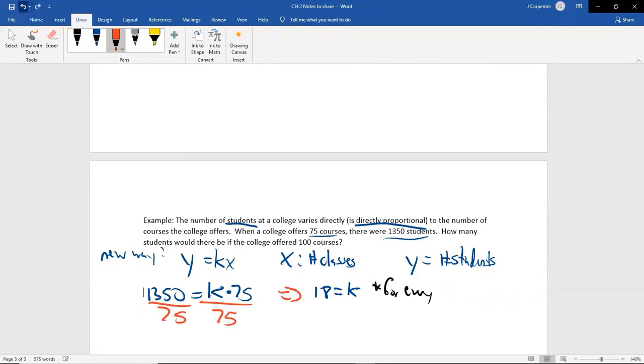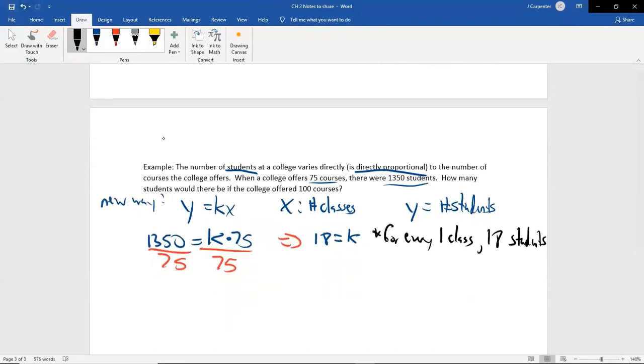So let's get it right now. It really should have been for every one class, because it's for every one of the X value. That's the way it works. For every one of the X, there's K of the Y. So for every one class, there's 18 students enrolled. That makes a lot more sense intrinsically. So our equation is now no longer y equals kx. It is now and forever, ever, ever for this problem, y equals 18x. The k is 18.